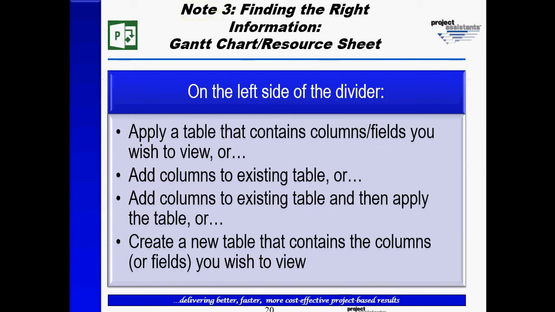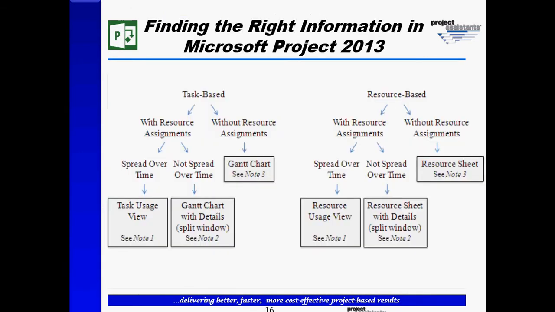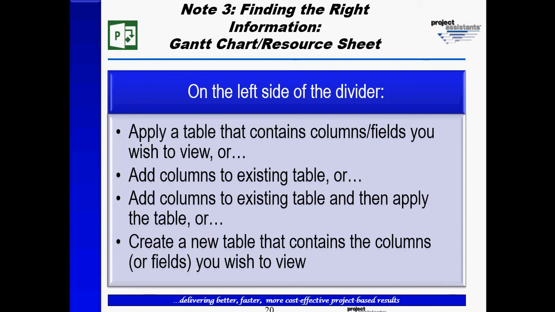So in review, when we want to see resource information without assignments, we go to the resource sheet, but oftentimes we don't see the fields we wish to see. So note number 3 here tells us to apply a table, or add columns to an existing table, or edit a table and apply it, or create a new table that contains the columns or fields you wish to view.